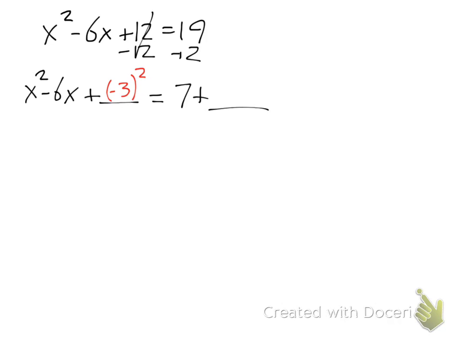And this is where I said I'm going to leave one of them with parentheses squared. But then what is negative 3 squared? Negative 3 times negative 3? It's a positive 9. And so on the right-hand side, I will add 9.